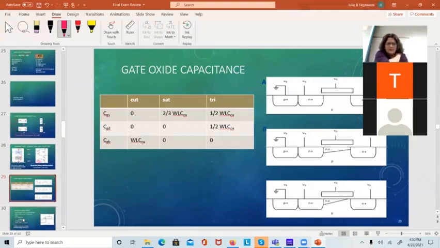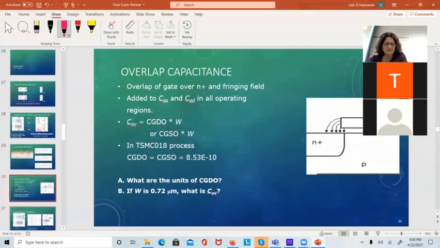Okay, gate oxide capacitance, we talked about this a lot. Just know that the capacitance varies with voltage, and you don't even need to know that for the final. You need to know very little about capacitance for the final.